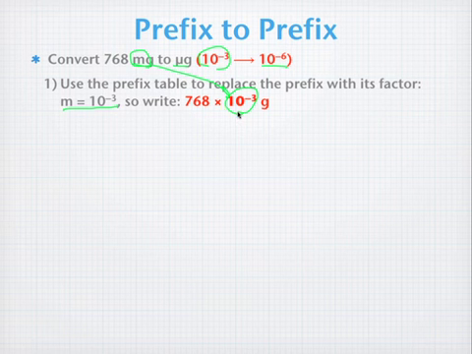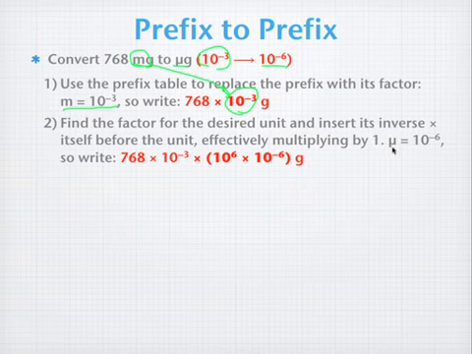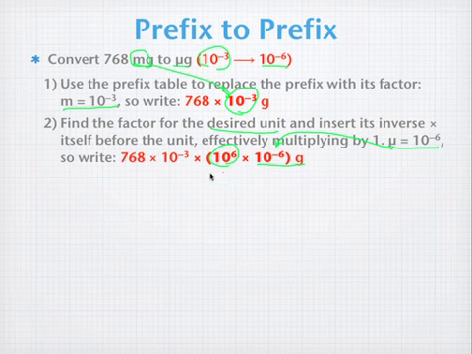So far, we haven't done much. Now let's multiply by 1 by taking the new unit, the desired unit, in this case micro. Micro is 10 to the minus 6. We're going to multiply by 10 to the minus 6. Put the desired unit next to the base unit and multiply by its reciprocal. 10 to the 6 times 10 to the minus 6 is 1, so we haven't changed the number at all.